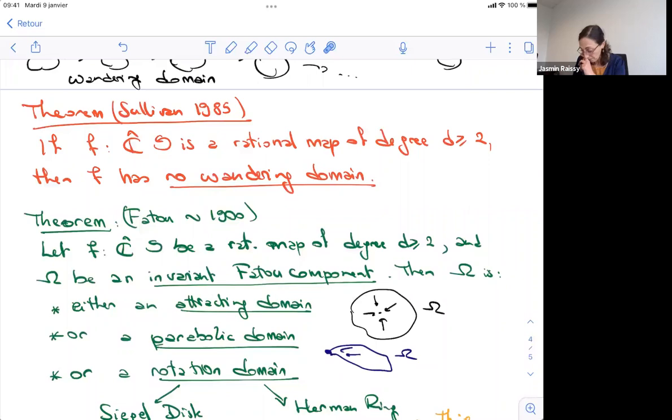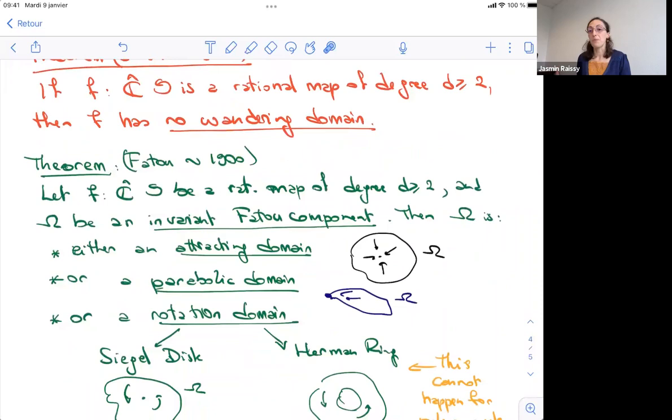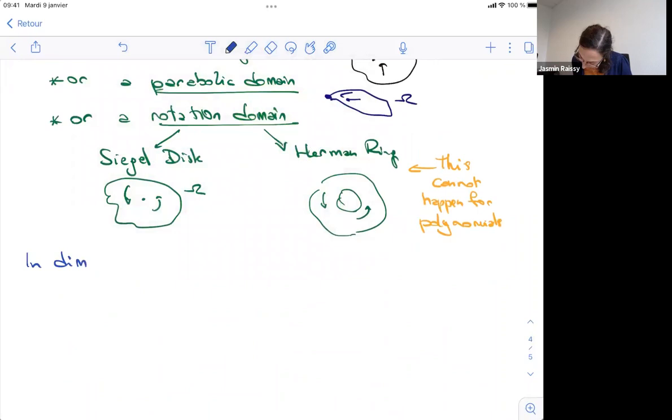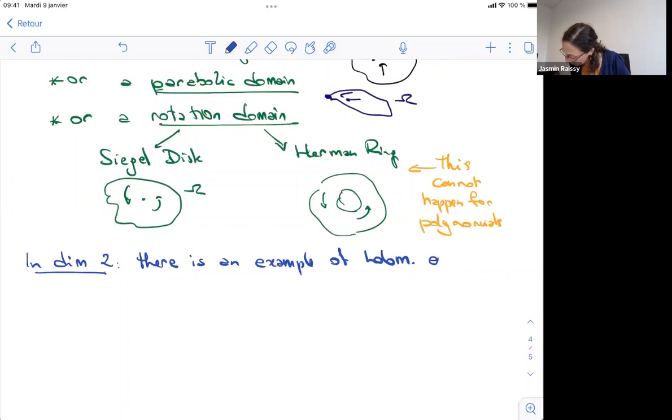And so the main point of what I want to tell you in the next three lectures is how to prove that, in dimension two, there is an example. Well, actually now there are more, but I will talk about the first one. There is an example of a holomorphic endomorphism of C2, which is polynomial, with a wandering domain. And its proof relies on what is called local dynamics.